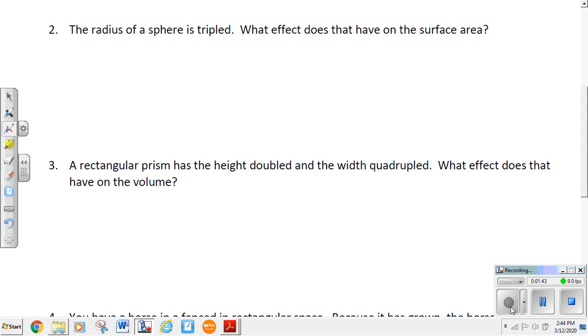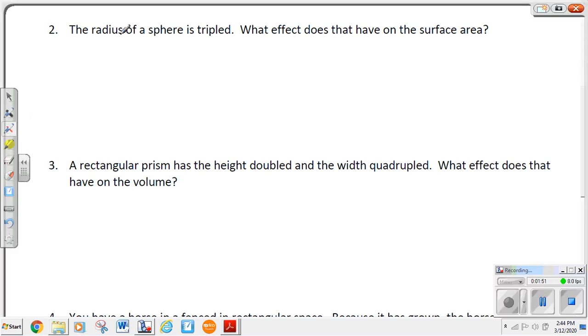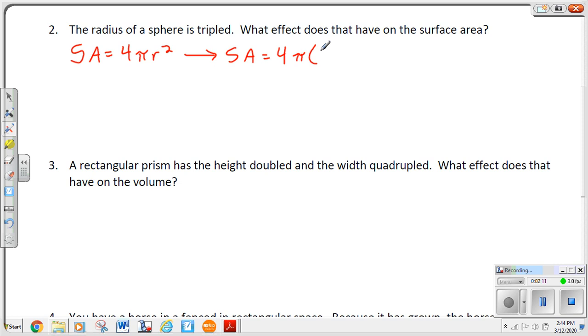Number 2. The radius of a sphere is tripled. What effect does that have on the surface area? Well, if we're talking about the surface area of a sphere, let's write that formula. Surface area equals 4 pi r squared. If the radius is tripled, then we will change this to say surface area equals 4 pi times 3r squared.